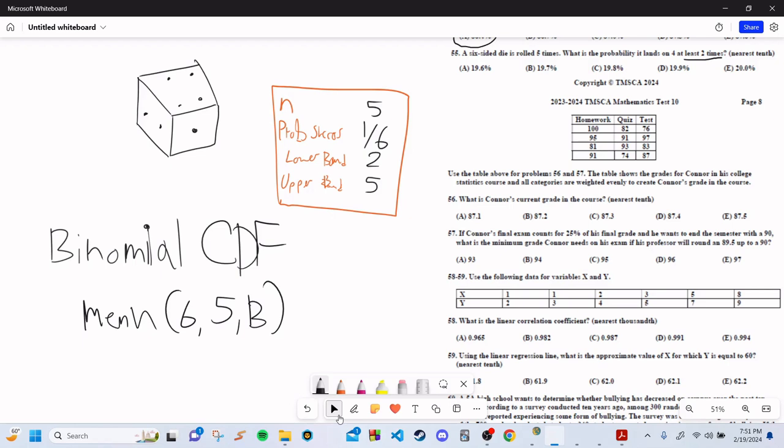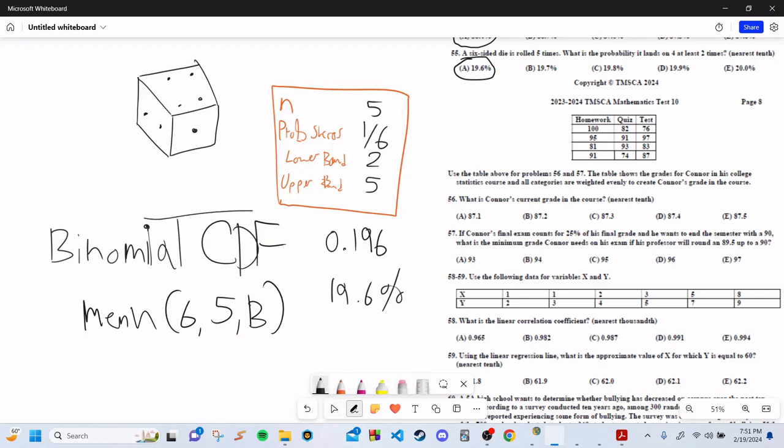And so we're going to type in these values into our n-spire. It's going to output 0.196. And so that's 19.6%. That's answer choice A.